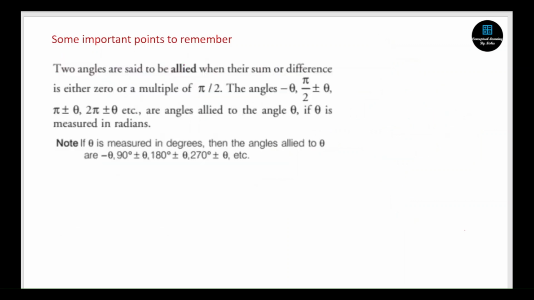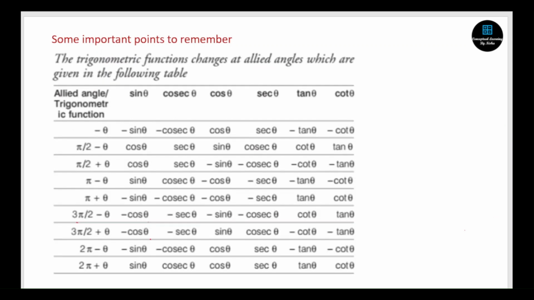Now allied angles. Two angles are said to be allied angles when their sum or difference is either 0 or a multiple of pi by 2. Now, very important topic. Okay, pay attention here. How the trigonometric function changes at their allied angle. So very important. Now remember one thing. Trigonometric function will change when it is pi by 2 or a multiple of pi by 2.